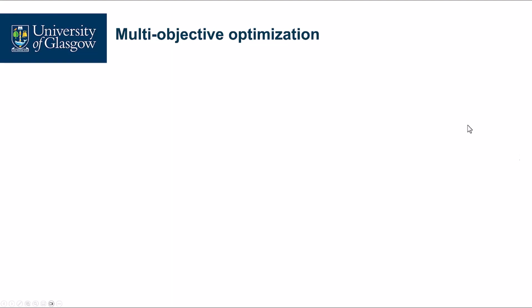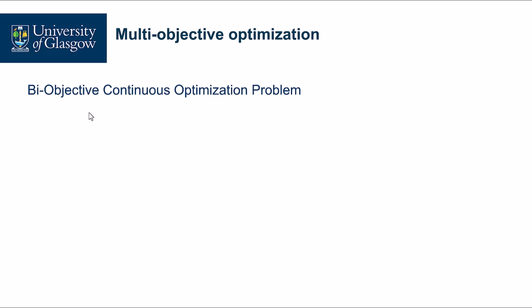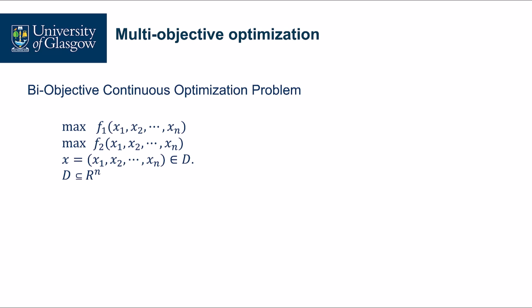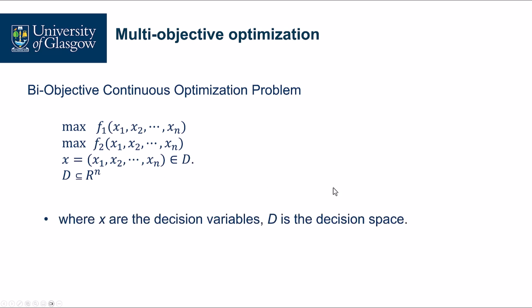So here I provide a bi-objective continuous optimization problem. Bi-objective means two objectives. You can have 3 objectives, 4 objectives, that's no problem. So let's see the problem. The first objective, maximize f1 of x1 to xn, these are the decision variables. And also we have maximize f2 of x1 to xn. So x belongs to the decision space D, and D belongs to the real domain.